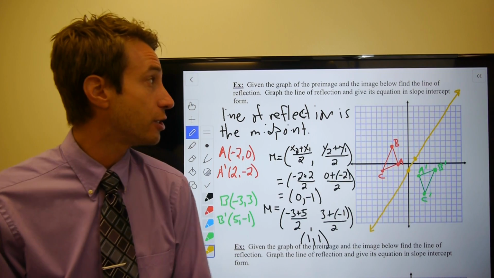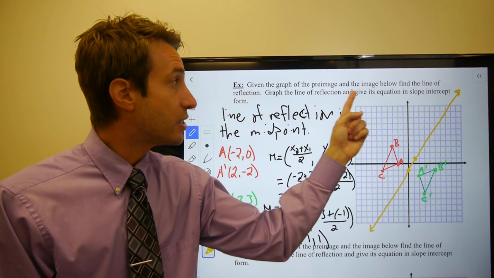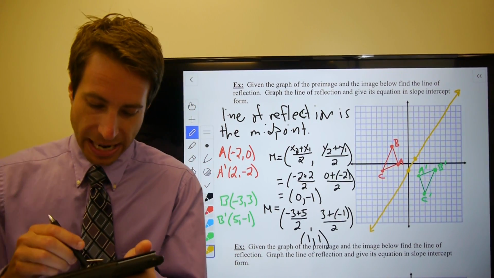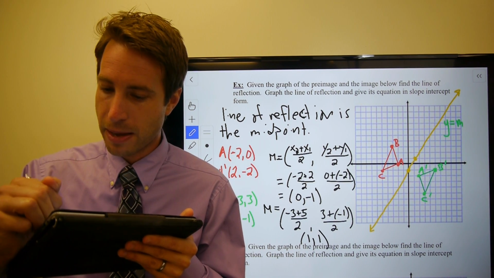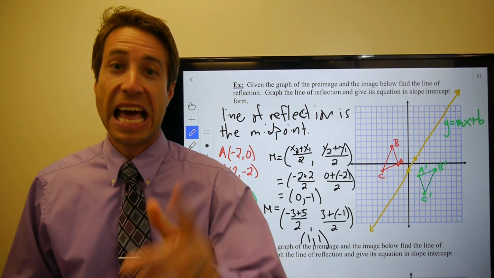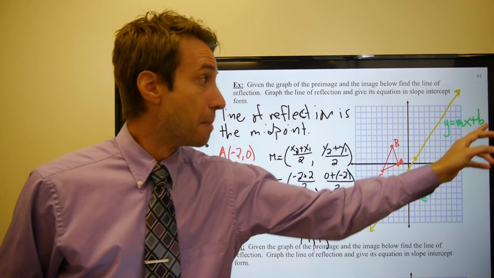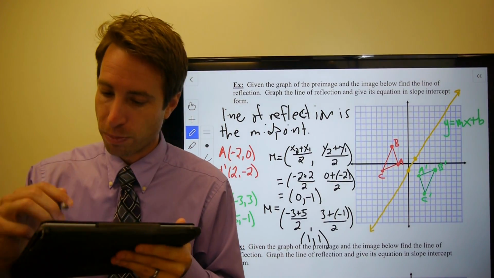And here's what I ask you to do. I want you to graph the line of reflection. Done. I want you to give its equation in slope-intercept form. Guys, remember, slope-intercept form is this. y equals mx plus b. m is the slope of the line, rise over run. b is the y-intercept. Where does it cross the y-axis? Let's go ahead and do both of those.